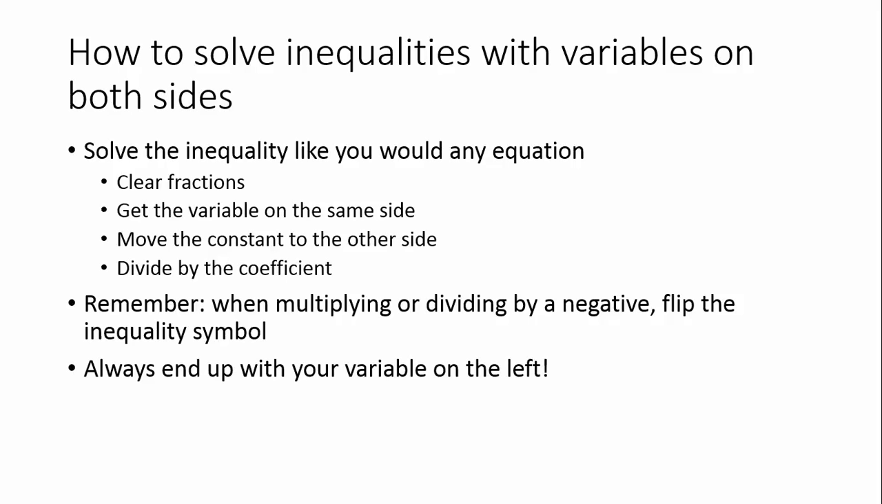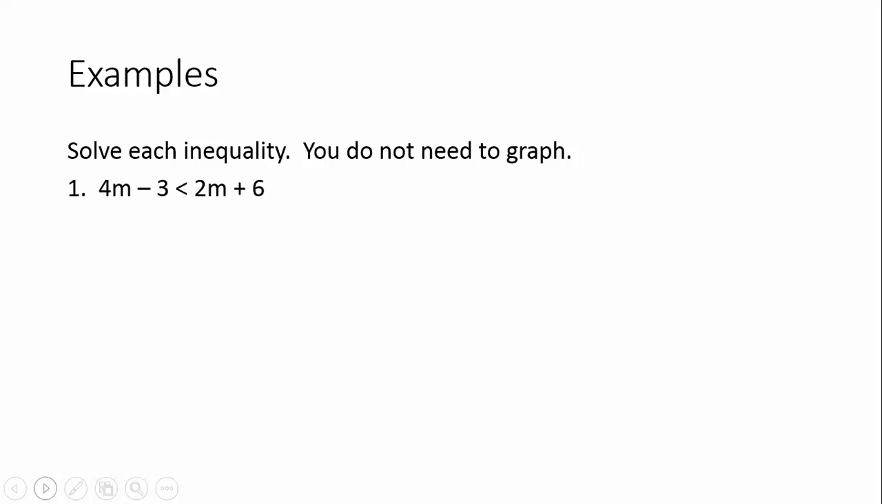You want to clear fractions, get the variable on the same side, move the constant to the other side, and then divide by the coefficient. The only thing you have to remember with inequalities, the biggest difference, is that when multiplying or dividing by a negative, we have to flip the inequality symbol. And then we always want to end up with our variable on the left. It helps with shading. So let's look at some examples. We're just solving the inequalities here for the notes. We don't need to graph these today.